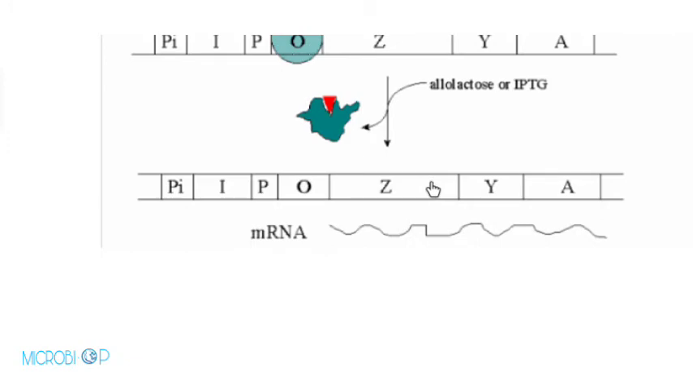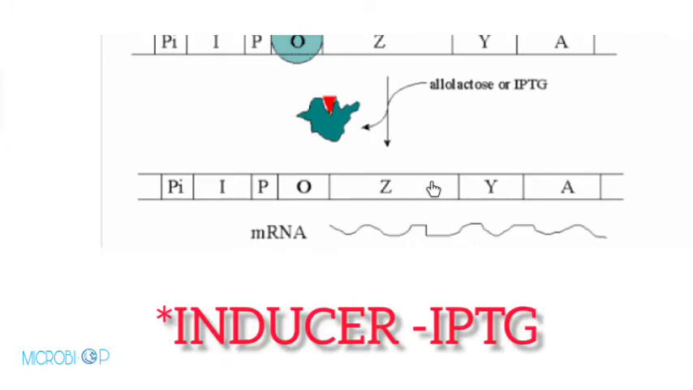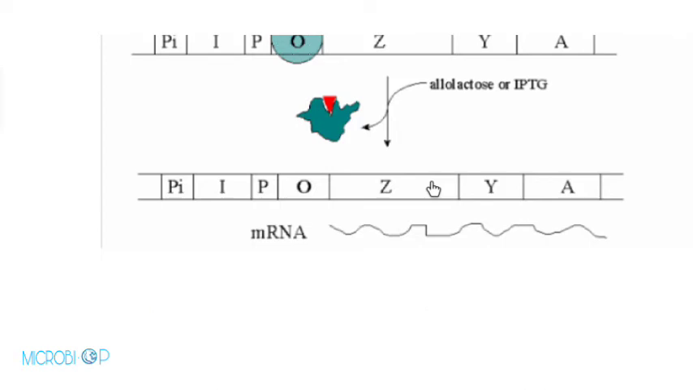Just like lactose turns on the operon system, we also have an inducer which is similar to lactose, also called allolactose or IPTG. What does this IPTG do? IPTG has the same function as lactose. It turns on the operon system by binding with the repressor protein, and hence this changes the conformation so it cannot bind with the operator, and mRNA is produced from the Z gene.